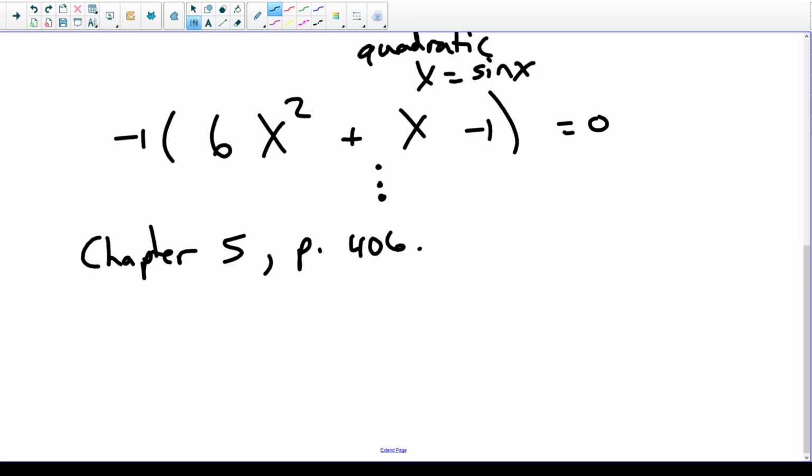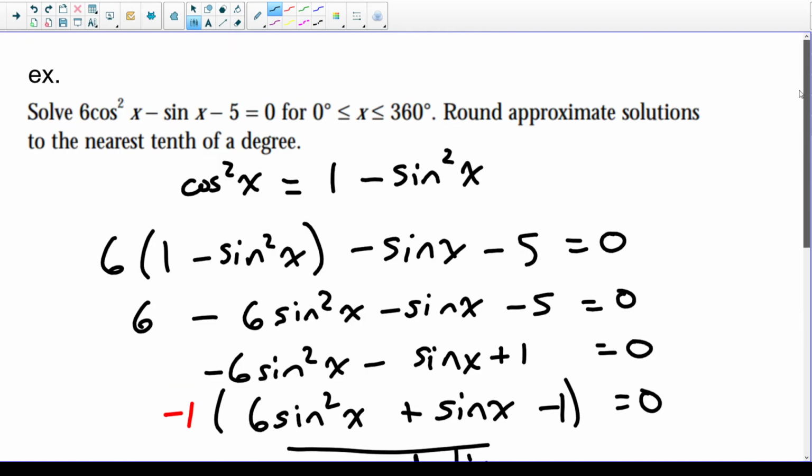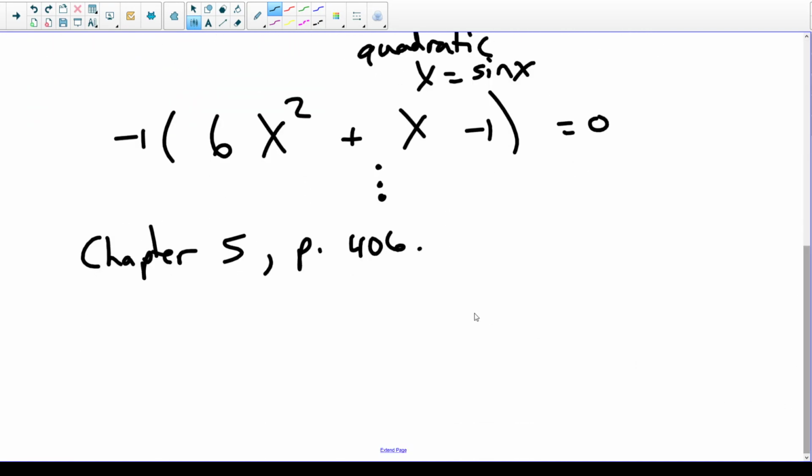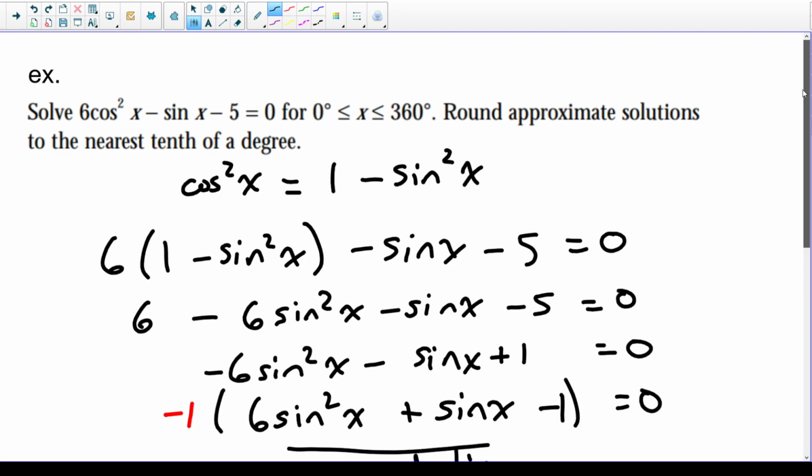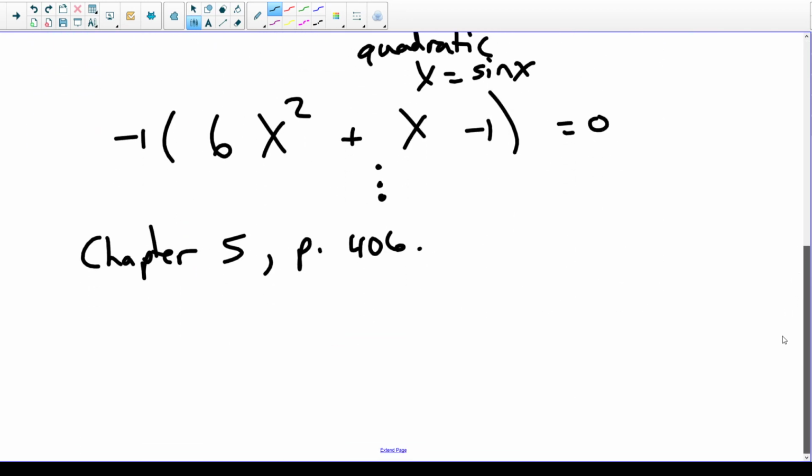So you can go take a look at the rest of the solution, or what I would suggest you do is you try to solve it on your own. See if you can come up with the correct answers. Make sure you're following the correct domain. All right, the domain is 0 to 360, so you may end up with 4 more answers again. Be very wary. I haven't actually looked at the solution myself, but they do say to round approximate solutions to the nearest tenth of a degree.